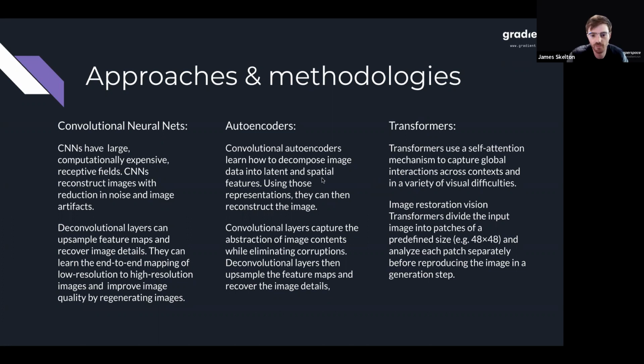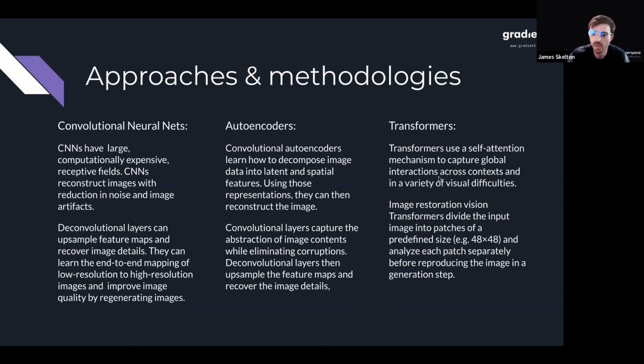Up next, we have convolutional autoencoders. They learn how to decompose image data into latent and spatial features, and then using those representations, they are able to reconstruct the image. So it has an encoder and decoder layer. The convolutional layers capture the abstraction of the image contents while eliminating the relevant corruptions. This would be something like noise, blur, JPEG artifacts, etc. Then the deconvolutional layers upsample the feature maps and recover the details to get the generation of a higher quality version of the original image.